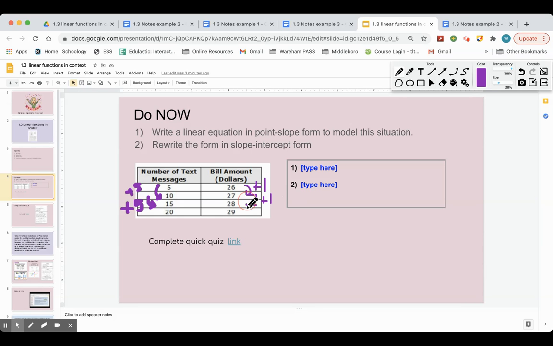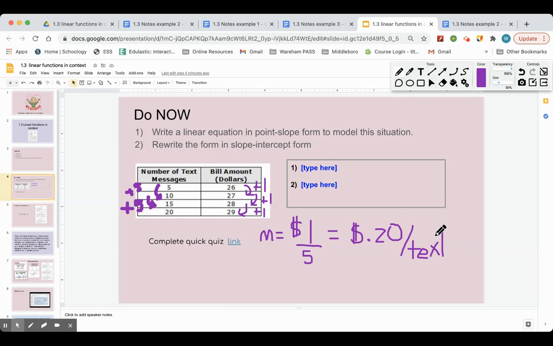So remember, slope is change in y over change in x. So my slope is $1 per 5 text messages, which equals 20 cents a text. So I have my slope.